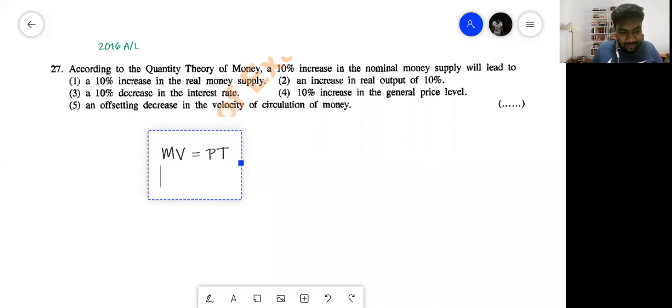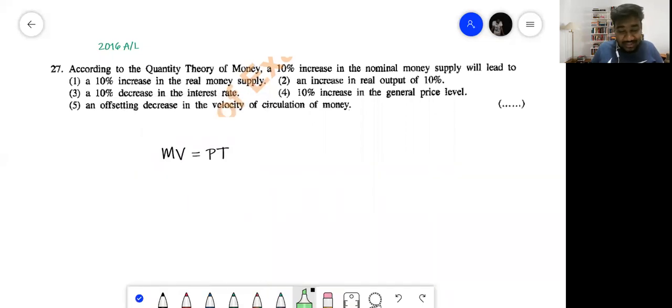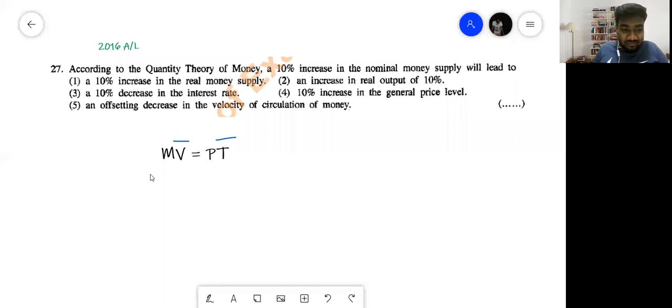So quantity theory of money, what do they say, guys? What are the assumptions they make? They make a few assumptions. The assumption is the velocity of circulation and the amount of transactions are constant, right? So if money supply increases by 10%, what happens? Price level also increases by 10%. That is what the quantity theory of money is saying.